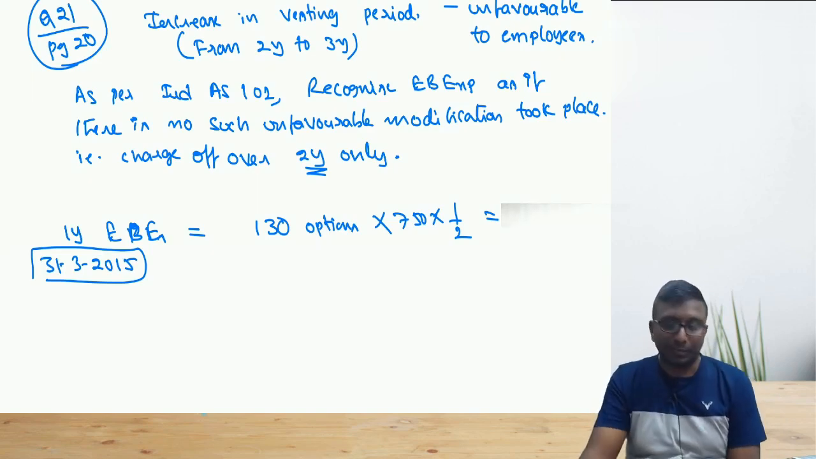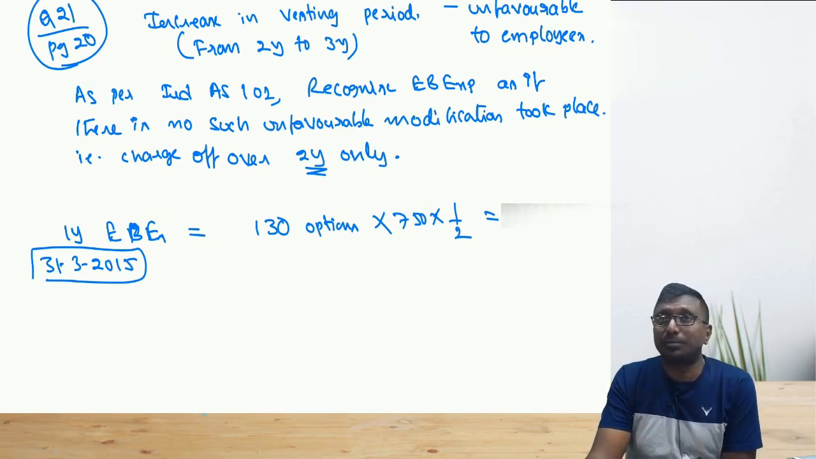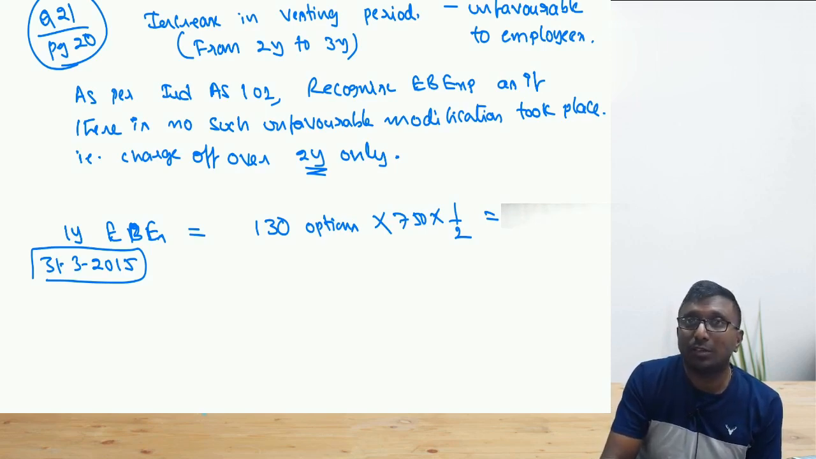Read the question once again. How much does it come? Answer. 48,000.